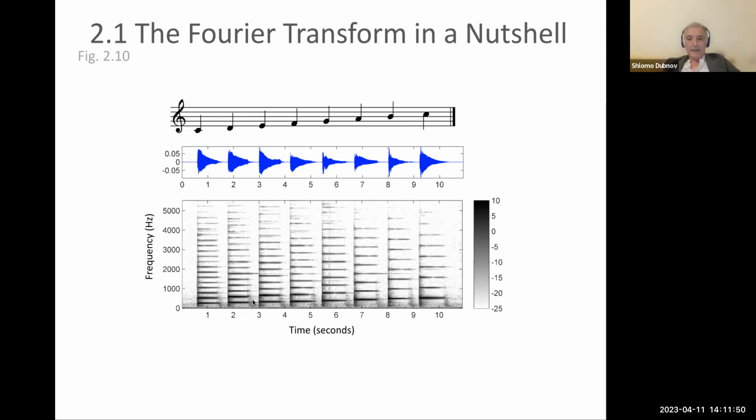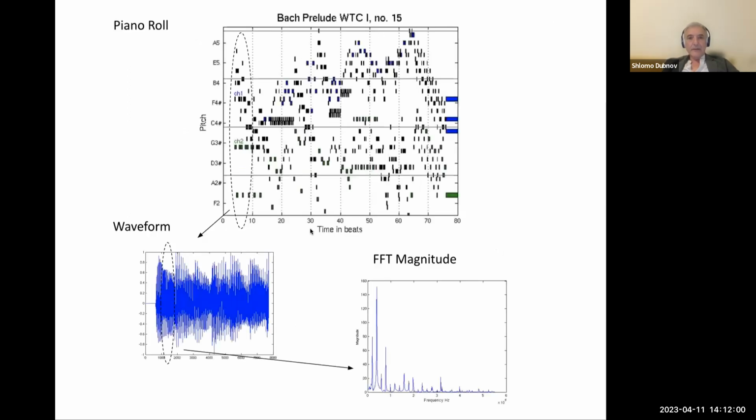So I'm going quickly through that because this is just to set the basic terms that will lead us to the next discussion pretty soon. So here again, the three representations: the waveform, the piano roll, and the frequency representation, which is an analysis of a short segment of the waveform.